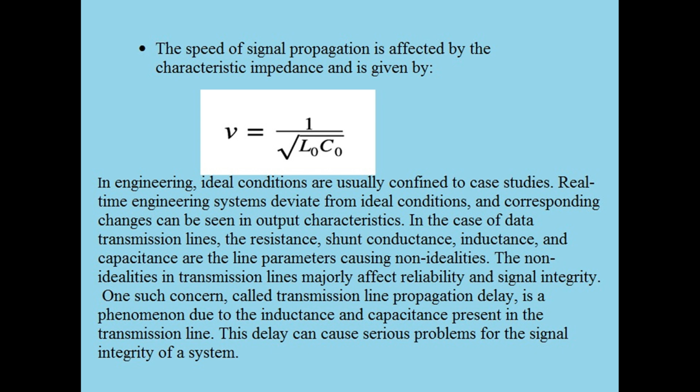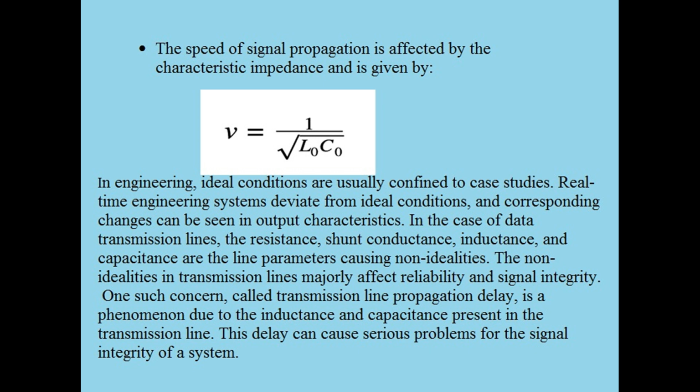In engineering, ideal conditions are usually confined to case studies. Real-time engineering systems deviate from ideal conditions, and corresponding changes can be seen in output characteristics. In the case of data transmission lines, the resistance, shunt conductance, inductance, and capacitance are the line parameters causing non-idealities. The non-idealities in transmission lines majorly affect reliability and signal integrity.